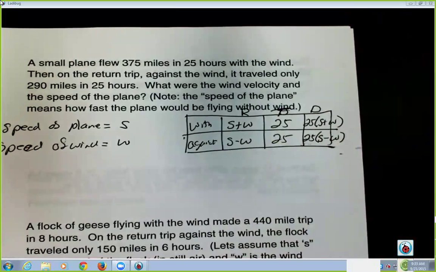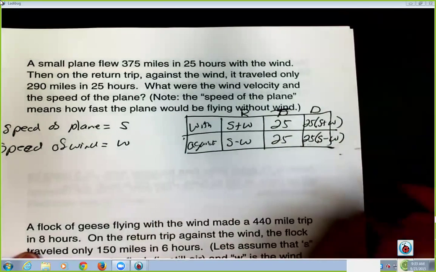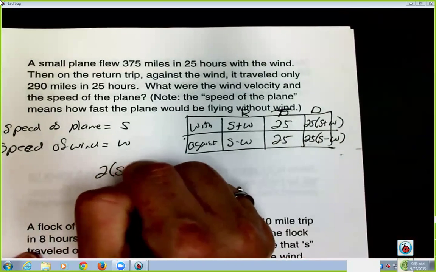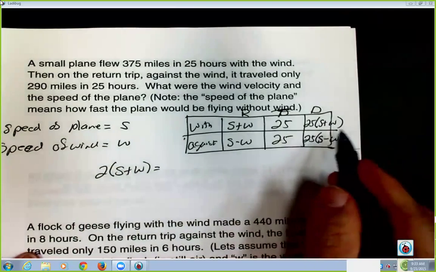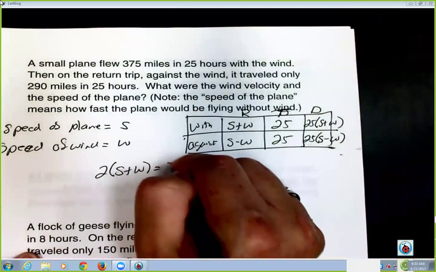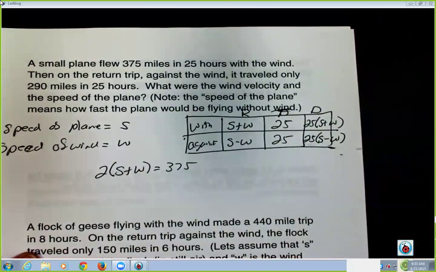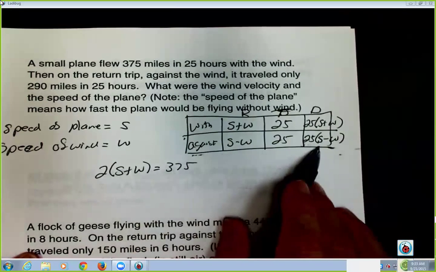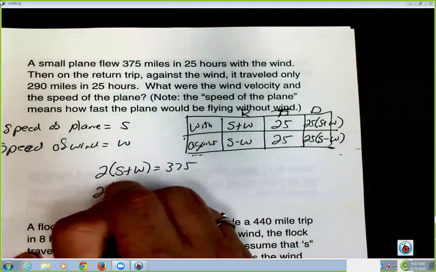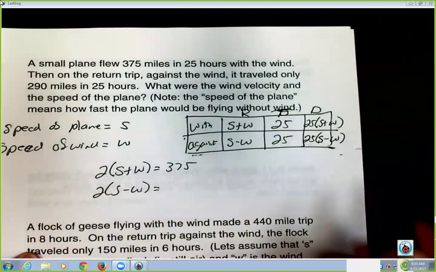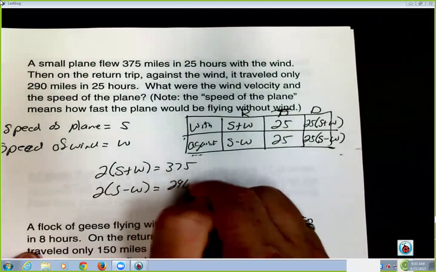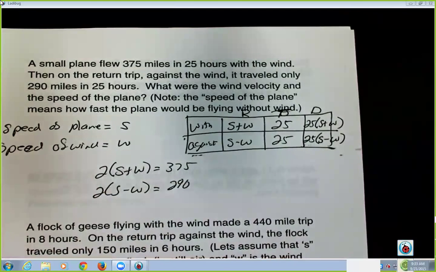So our two equations are a little different. We don't have two separate pieces. These make two equations. So 2 times S plus W equals 375. I would not want to be on this plane. You'll find out if you solve it why you wouldn't want to be on this plane. Then, if we go with the other one, 2 times S minus W is equal to 290. We will end up with what our speeds of our planes happen to be.